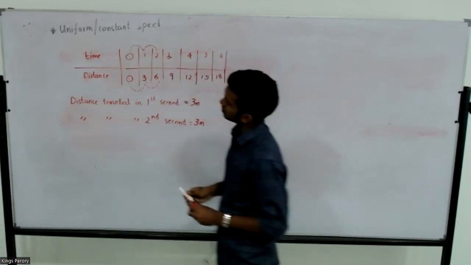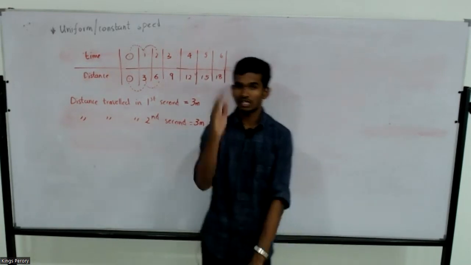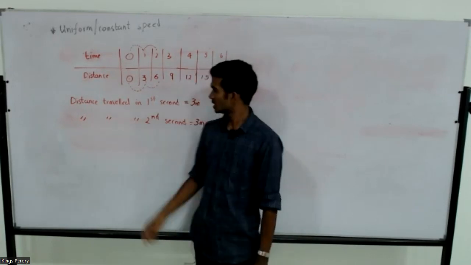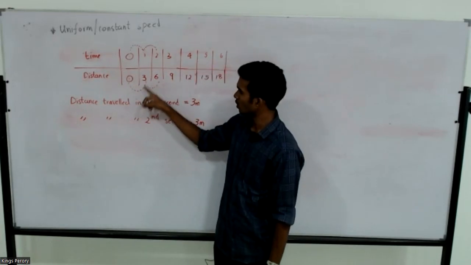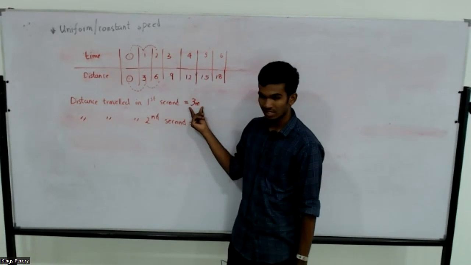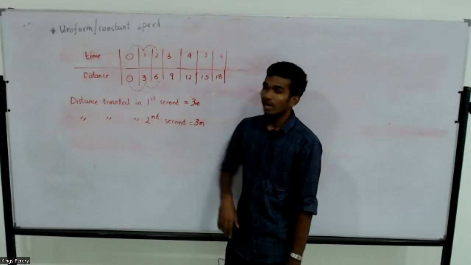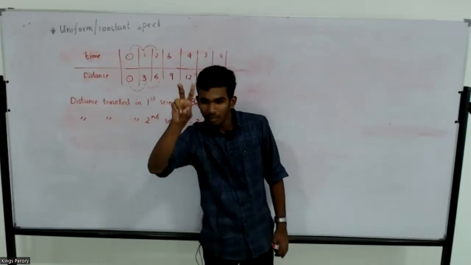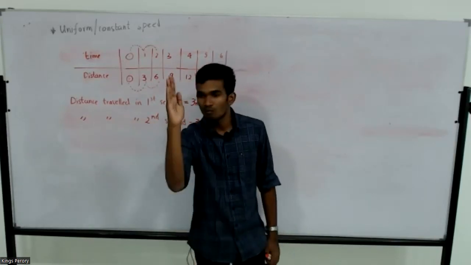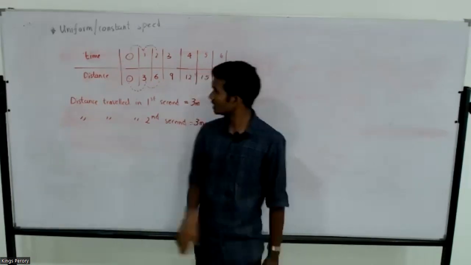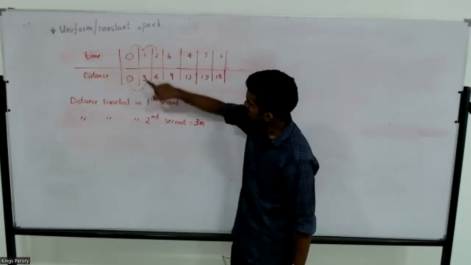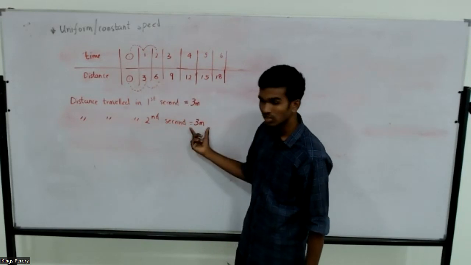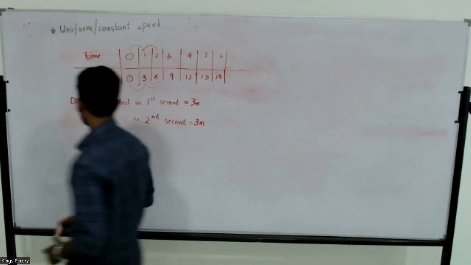Again, look. The stopwatch is initially at 0. 0 to 1 second is my first second. In my first second, it has traveled from 0 to 3. That means it has traveled 3 meters. Now it is at 1 second. From 1 second to 2 second, that is my second second. In my second second, how much distance traveled? From 3 meters to 6 meters, how much? 3 meters.